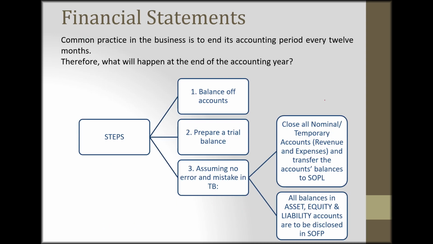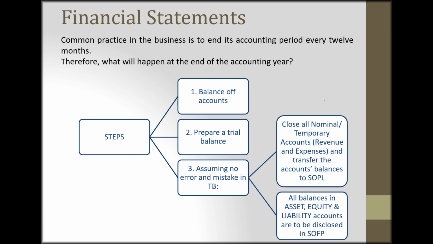So the last part of this topic is the financial statements. Common practice in business is to end its accounting period every 12 months. It is very common that at the end of 12 months, we close our books of account. So what should we do at the end of the accounting year? Number one is to balance the accounts, meaning that we are going to close all accounts.